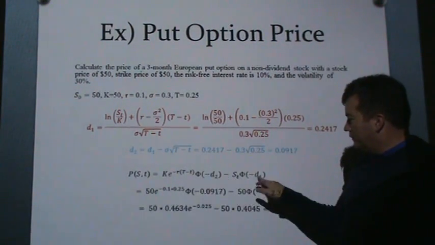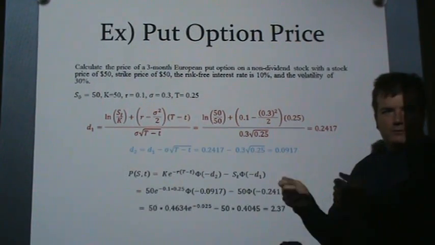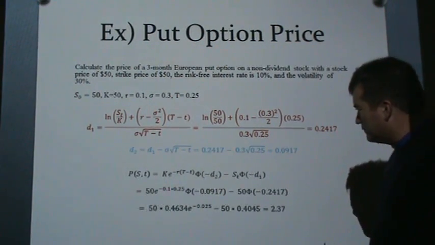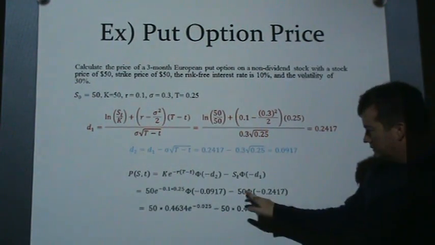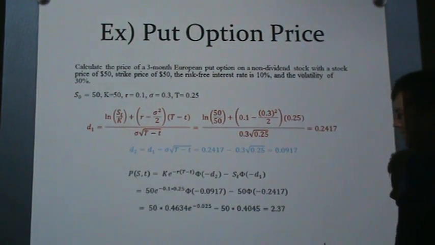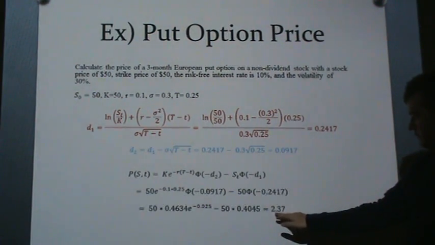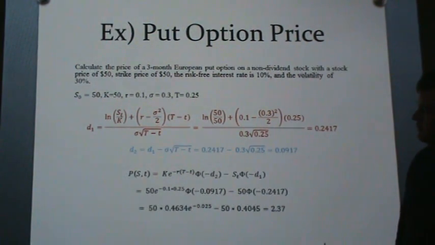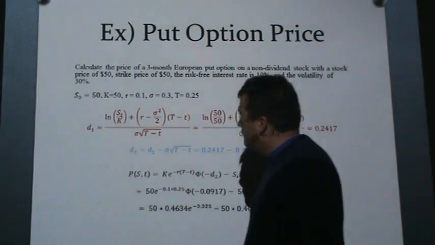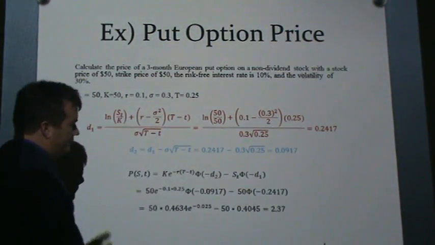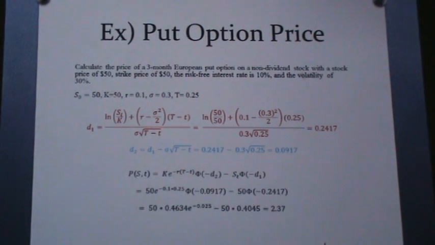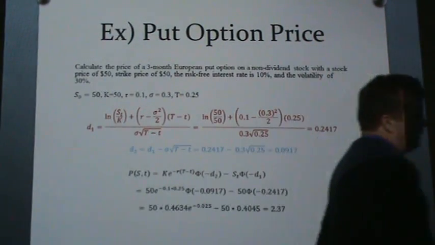You can use calculators for these normal distributions, or you could look them up on those charts if you have the old math textbooks, and then you get these numbers. And this comes out to $2.37. So the Black-Scholes formula for a put option on this stock with this information, 3 months left to go, would be $2.37 per share. Okay.